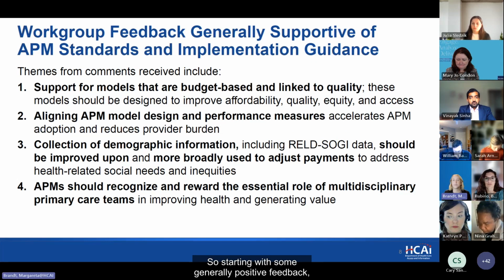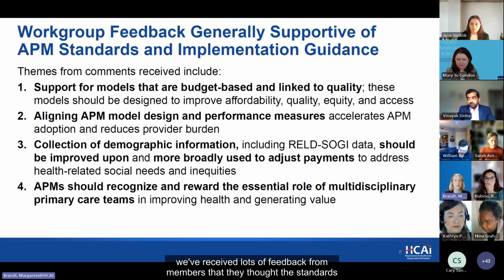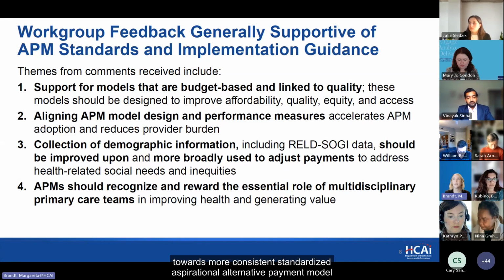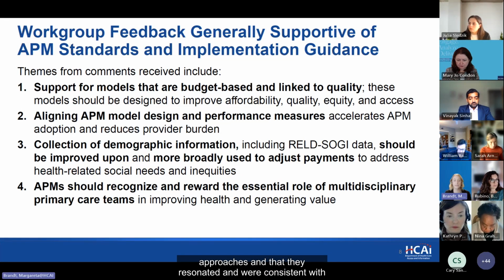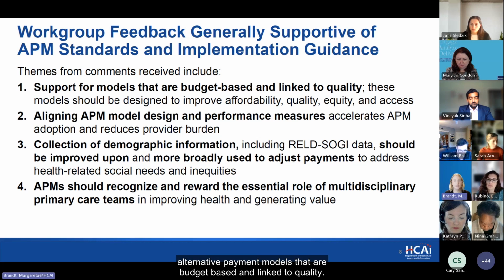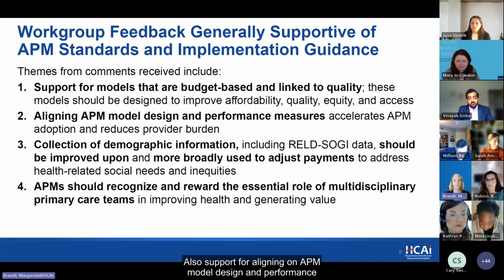So starting with some generally positive feedback, we've received lots of feedback from members that they thought the standards were helpful and important and really made significant strides in getting towards more consistent, standardized, aspirational alternative payment model approaches, and that they resonated and were consistent with previous recommendations that we've discussed in the work group. We saw lots of support in the comments for alternative payment models that are budget-based and linked to quality. Also support for aligning on APM model design and performance measures to accelerate adoption and reduce provider burden.